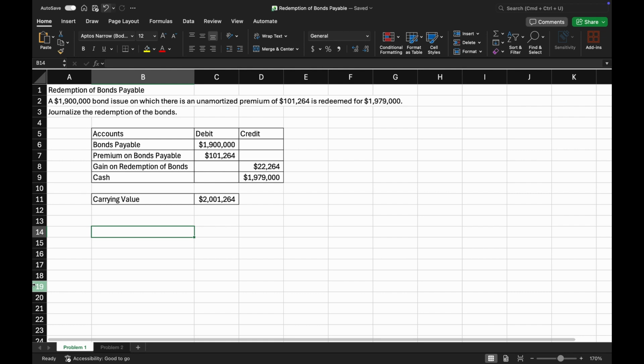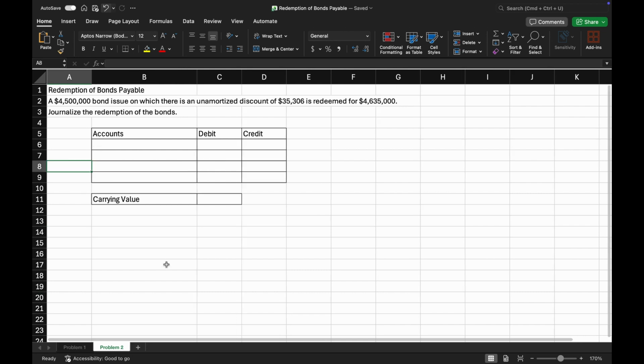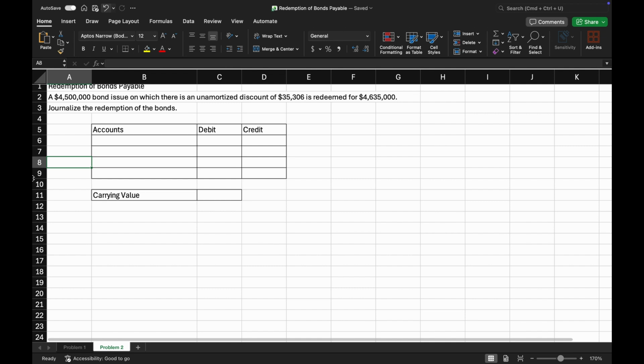Now I am going to give you another problem so you get the chance to practice this concept on a situation that is similar but slightly different. Let's say that a $4,500,000 bond issue on which there's an unamortized discount of $35,306 is redeemed for $4,635,000. Your job is to journalize the redemption of the bonds. Now, I'd recommend pausing the video here and trying it out for yourself, but if not, that's okay. You can just continue watching and watch me do it.